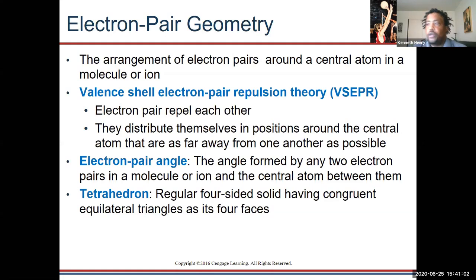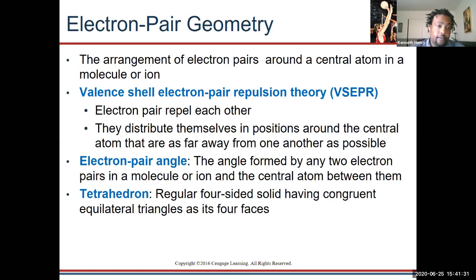We have what we call the electron pair angle. It's just the angle between two atoms. You have your center atom, and the angle between one atom on one side and another atom on the other side. That's going to be your electron pair angle. Or it could also be pairs of electrons, those valence electrons.